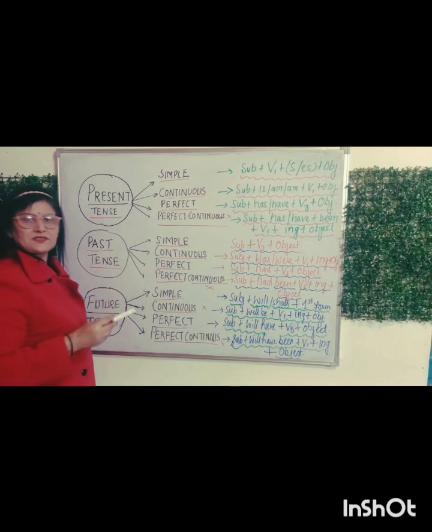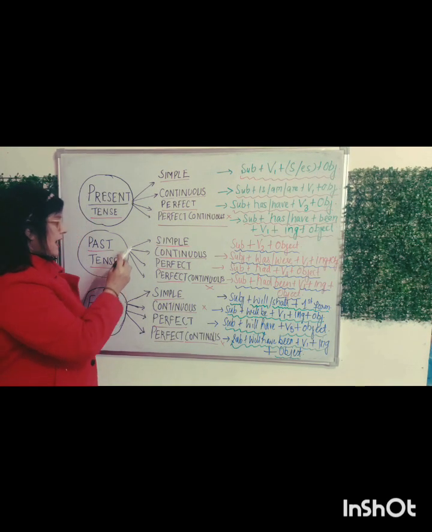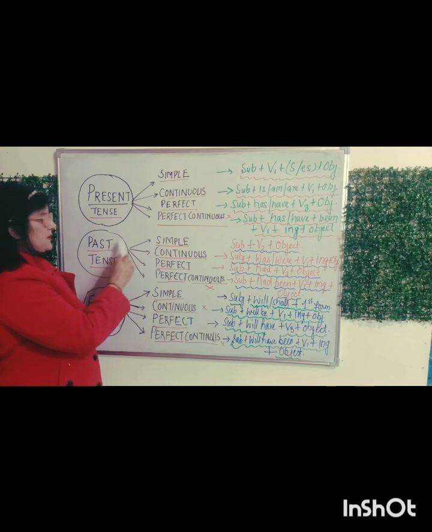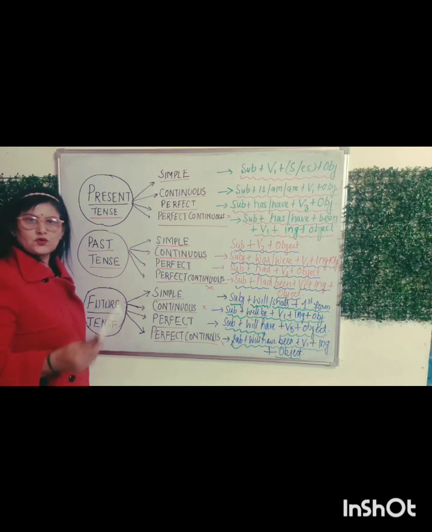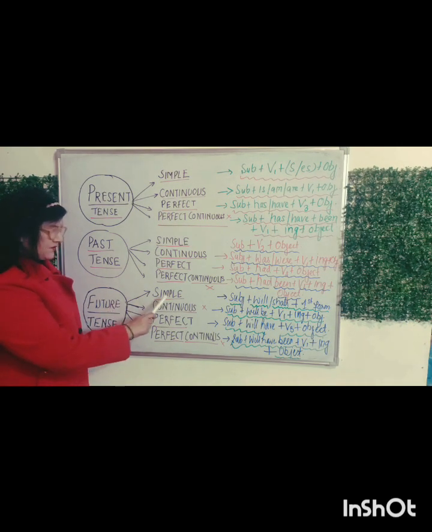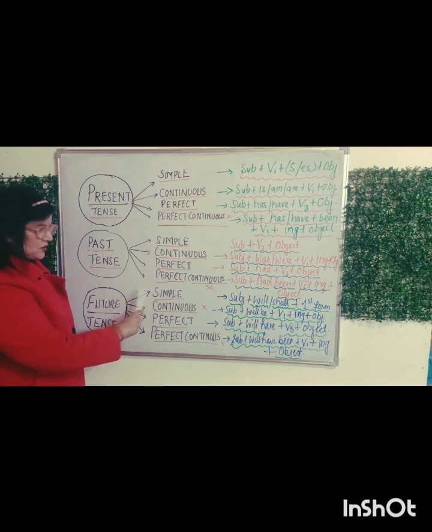That is past tense. Past tense means the time that has passed, and it is divided into four parts. That is past simple, past continuous, past perfect, past perfect continuous tense. Then the next one is the future tense, which is the time to come, and it is divided into four parts. That is future simple, future continuous tense, future perfect tense, future perfect continuous tense.